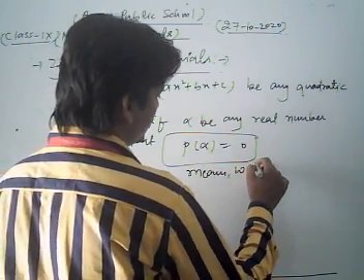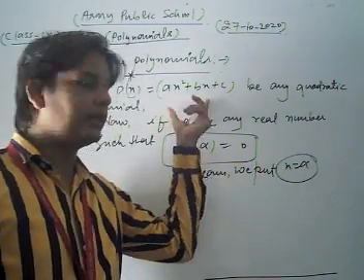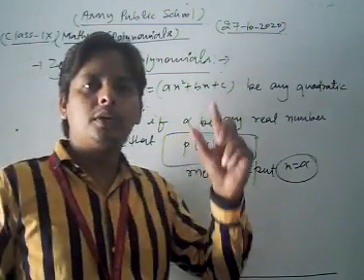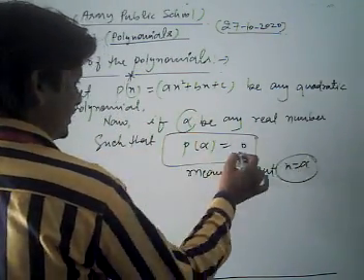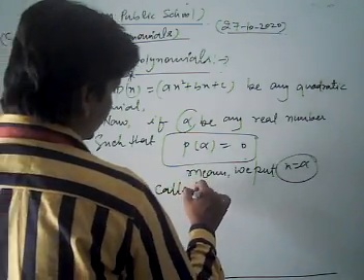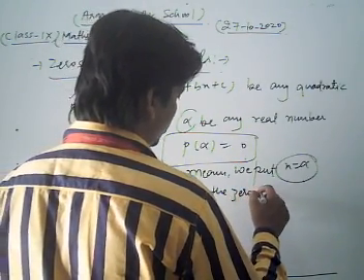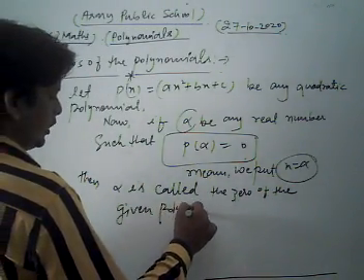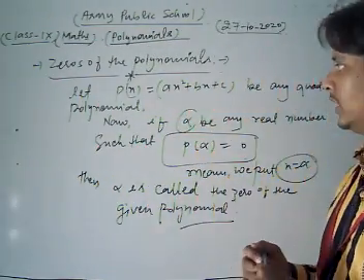Means we put x is equal to alpha. Now in that quadratic polynomial, if we replace x by alpha and the value of the given polynomial is 0, that is, if alpha is any real number such that this holds, then alpha is called the zero of the given polynomial. So this is the concept of the zero of the polynomial.